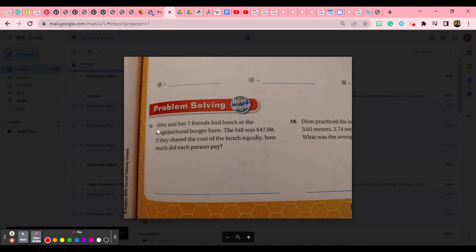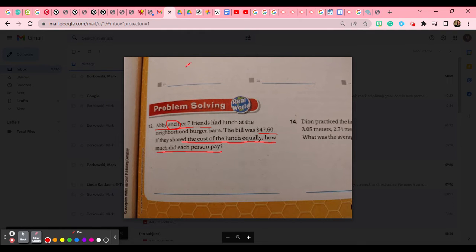Okay, some information we might need. Abby and her 7 friends. So that is Abby and 7 friends, which means there's 8 total. They had lunch at the neighborhood Burger Barn. The bill was $47.60. If they shared the cost of the lunch equally, how much did each person pay?